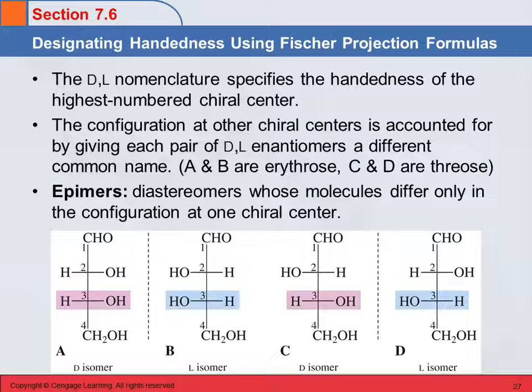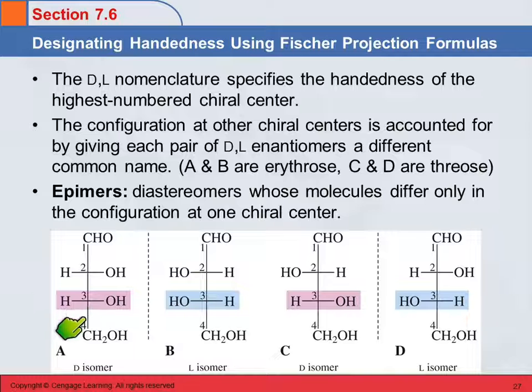So when we use the DL nomenclature, that refers to the highest numbered chiral center. So these are those same 4 stereoisomers, just with different things highlighted. When we number this carbon chain, we would start with the aldehyde carbon up here. So that's 1, 2, 3, 4. This 4th carbon is not chiral. The 3rd carbon is the highest numbered chiral carbon. And so when we indicate whether this is a D isomer or an L isomer, we're looking at that carbon.